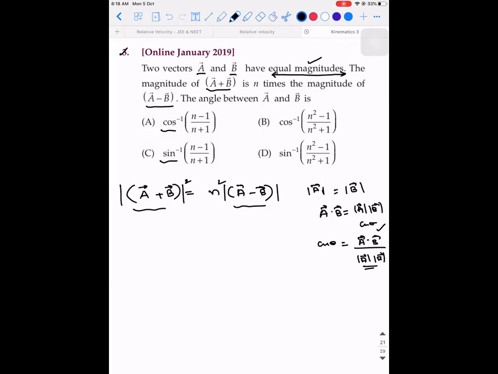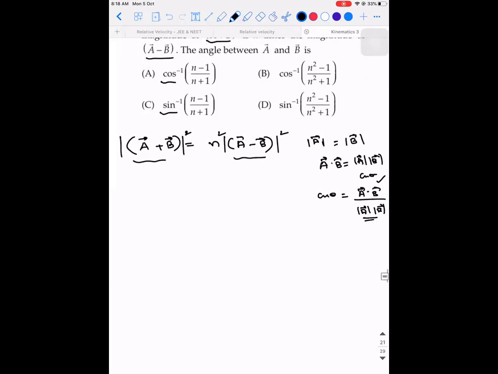Yes. When you square on both the sides, magnitude of a vector is nothing but the dot product of the vector with itself. So can I write it as a square plus b square plus 2ab cos theta is equal to n square into a square plus b square minus 2ab cos theta. Accepted?